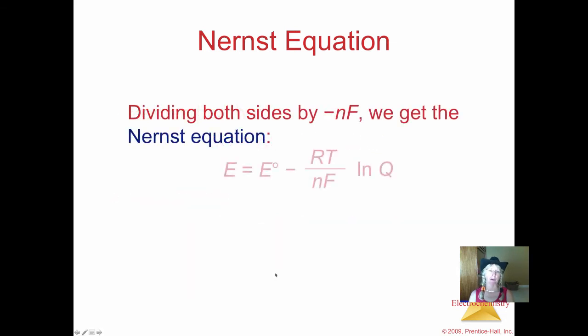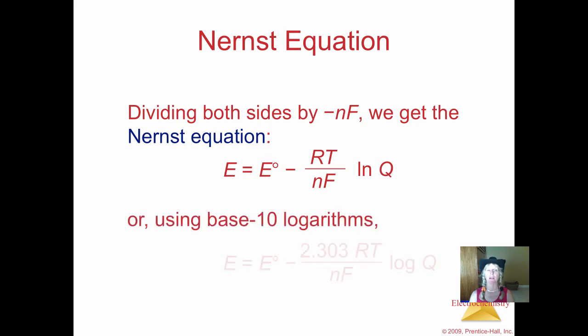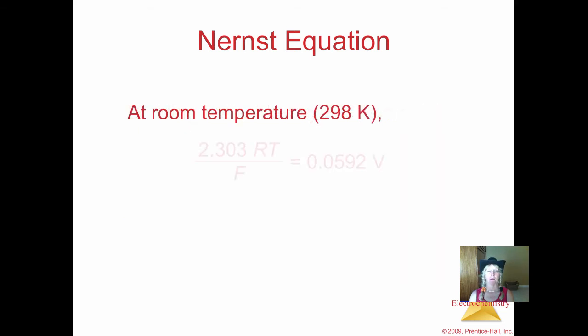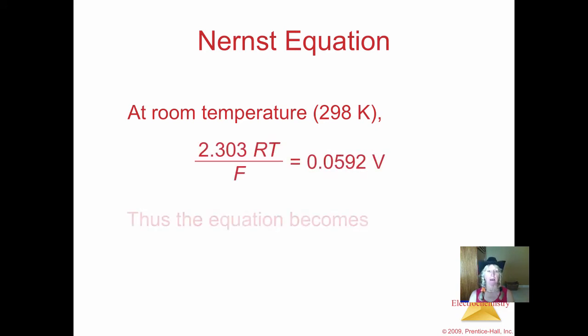Now you don't need to worry about this derivation because by the time we get done we have a really cool plug in, chug out the answer kind of equation that we can use to find the voltage. So here they are, dividing both sides by the quantity negative n times F. And then if you use base 10 logarithms, you can simplify it more. And finally, if the temperature is at 298 K, you end up getting an equation that looks like this.